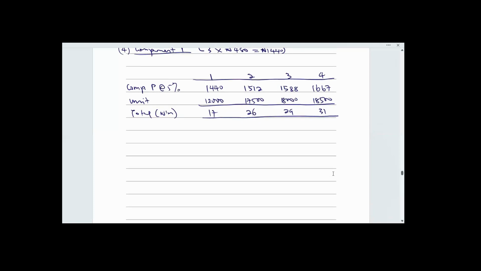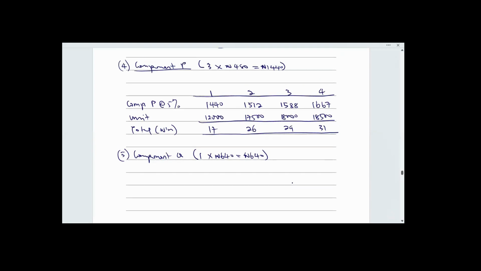Component Q, working number 5. Under component Q, what are we told? 1 unit of component Q is 640 naira. Therefore, 1 multiplied by 640 equals 640 for the first year. So I will do for year 1, year 2, year 3, then year 4.